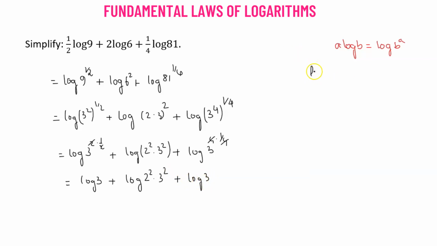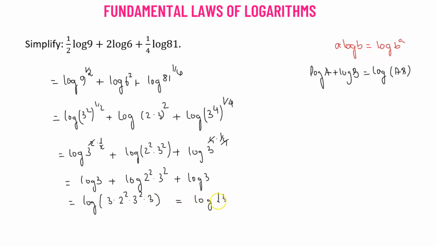Now we'll use the property log of a plus log of b equals log of a times b. Now if we have plus log of c, then it will be log of the product of a, b and c. So we have 3 logarithms, so this will give us log of 3 times 2 squared times 3 squared times 3, or simply log of 3 raised to the power of, so here 1, 2, 3, so 2, 3, 4, 3 raised to the power of 4 times 2 squared. So this is the final value of our logarithmic expression.